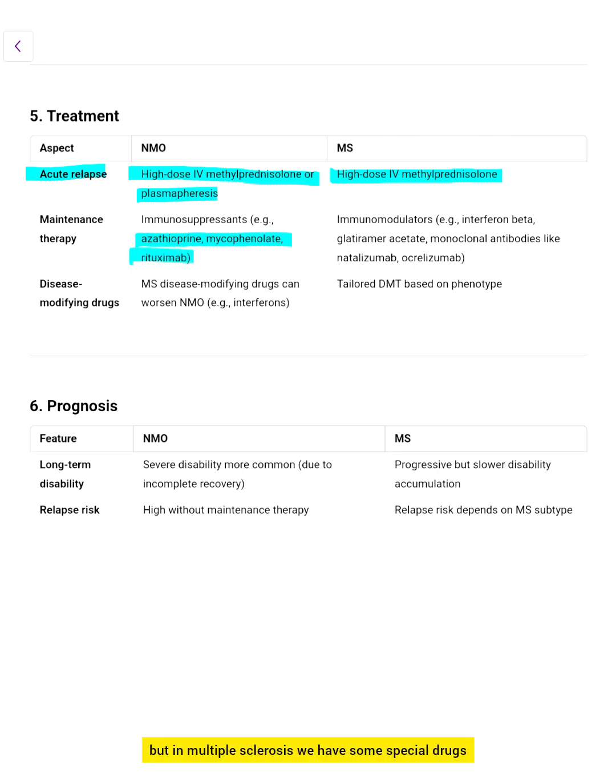rituximab. But in multiple sclerosis, we have some special drugs, that is immunomodulators, examples are interferon beta, glatiramer acetate, and monoclonal antibodies like natalizumab, ocrelizumab, right? Other than that, fingolimod is one drug. Other than that, dimethyl fumarate is one drug, right?